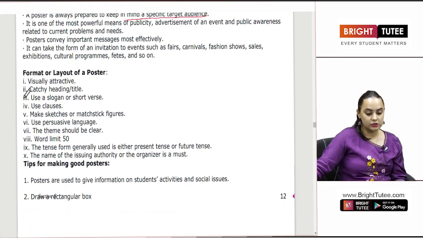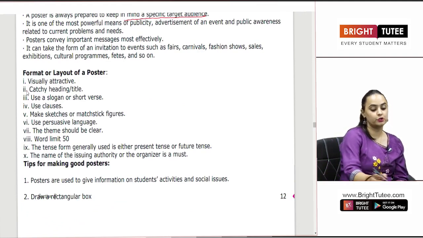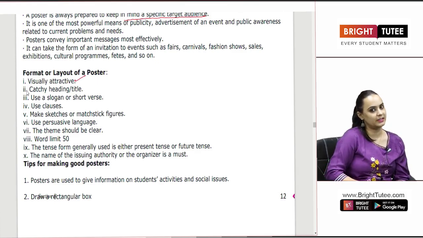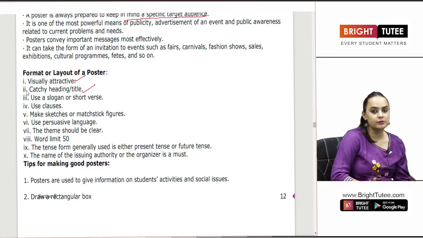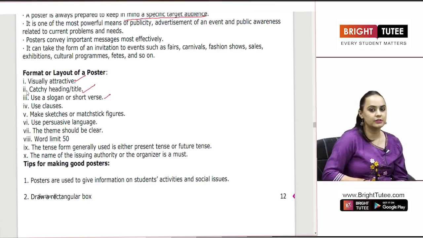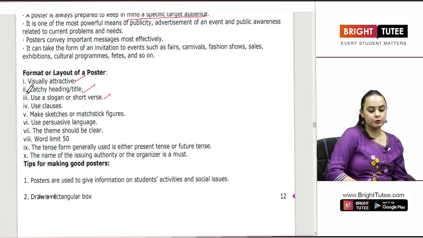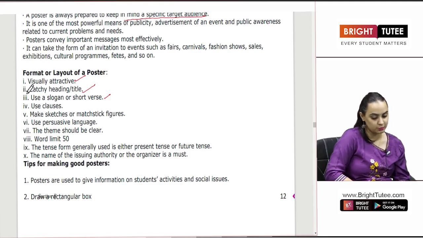Now, what are the things to be kept in mind when making a poster? It should be very, very attractive visually. So, when you look at it, you should find it very attractive. The heading or the title of the poster should be very catchy. You should use slogans or short verses, short poems in order to make your message clearer to the public. You have to use clauses. Short sentences are to be used by you.